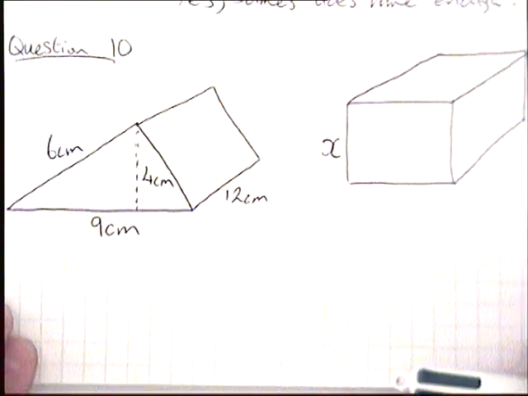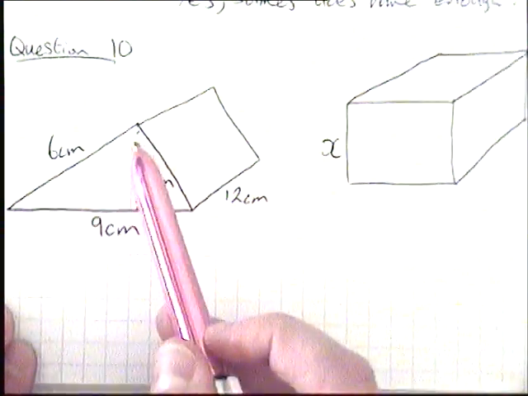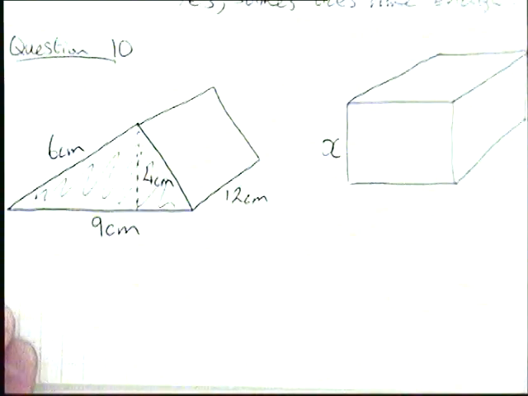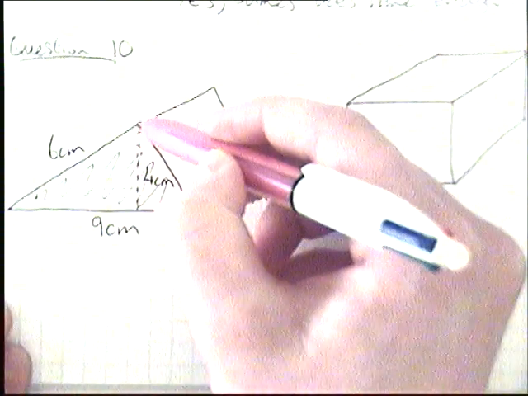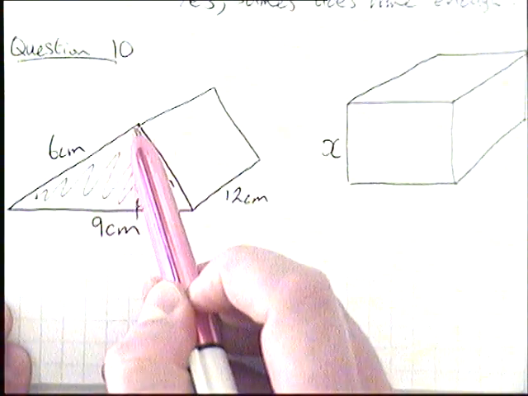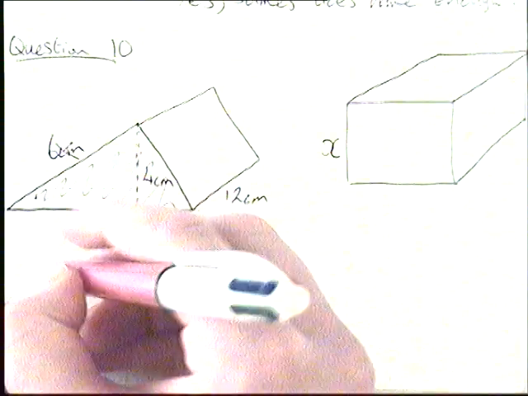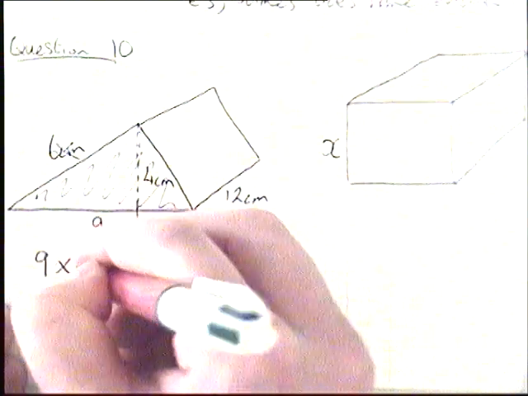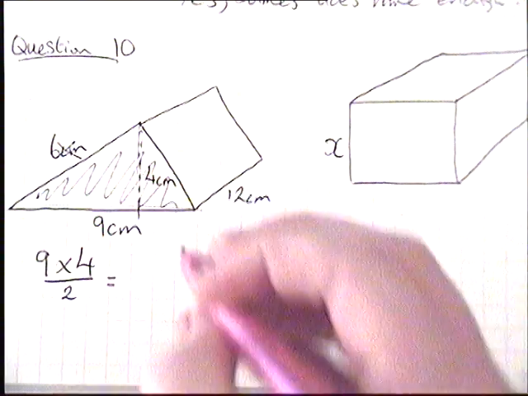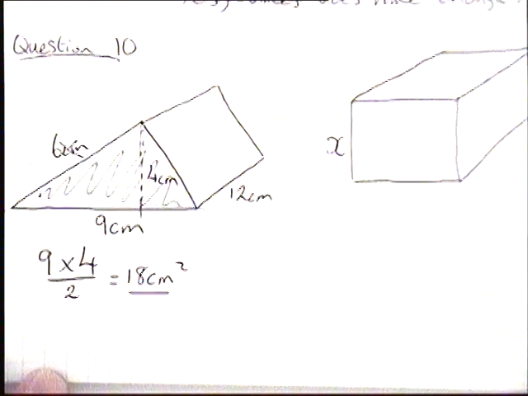Finally, question 10. Again, we've got a triangular prism. Our cross section is the triangle here at the front. We've got a base of 9 and a vertical height of 4. So don't get tricked out by the slanted height of 6 centimeters. We don't need the 6. It's base times the vertical height. So 9 times 4 divided by 2 is 18 centimeters squared. So that's the area of the cross section.